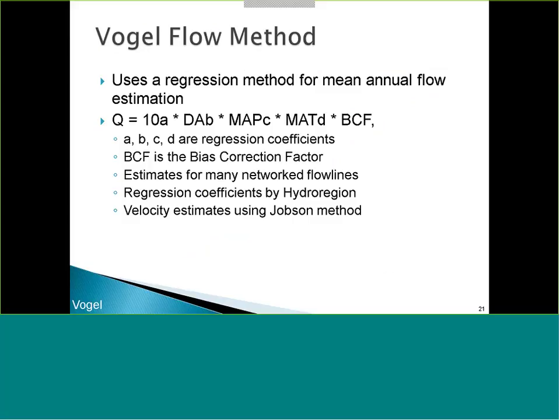Now, the second method I mentioned is the Vogel method. It's a log-log regression method, and it uses mean annual precipitation, mean annual temperature, bias correction factor, and drainage area.